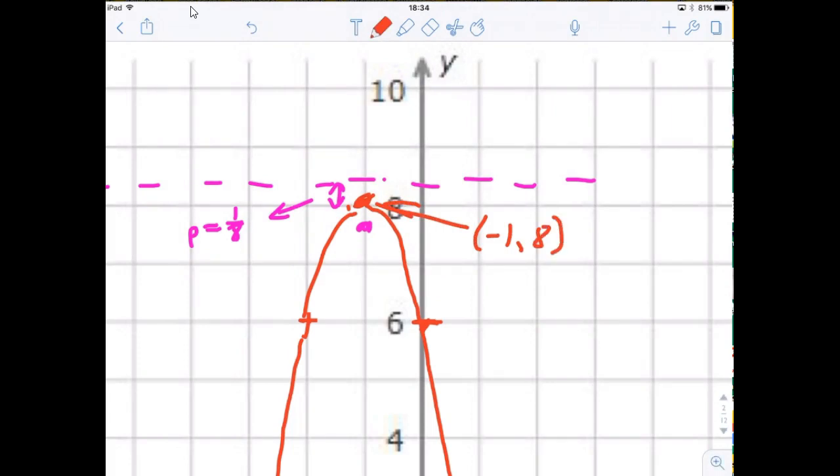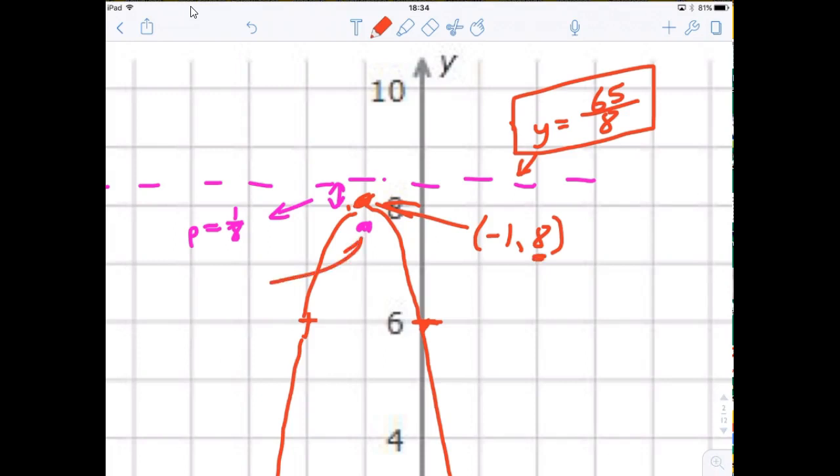To get to the directrix, I would add 1/8 to 8. So 8 plus 1/8 is 64/8 plus 1/8, which is 65/8. So the equation of this directrix is y = 65/8, which is 8 plus 1/8. Since it's a horizontal line, the form of the line for the directrix is y equals a constant. In this case, it's 65/8 because I took the 8 and added 1/8.